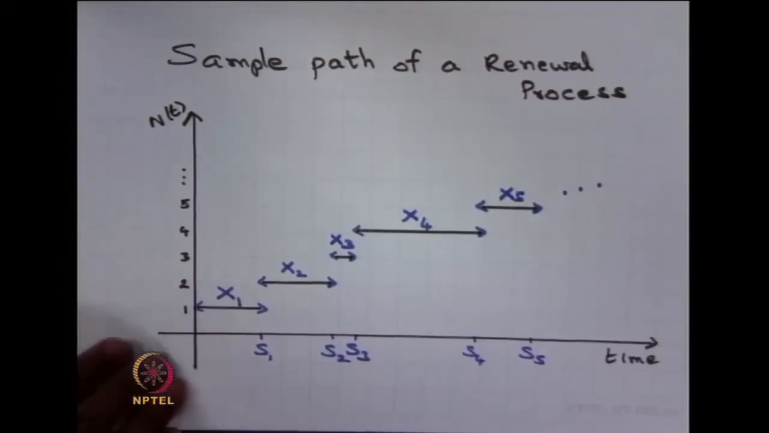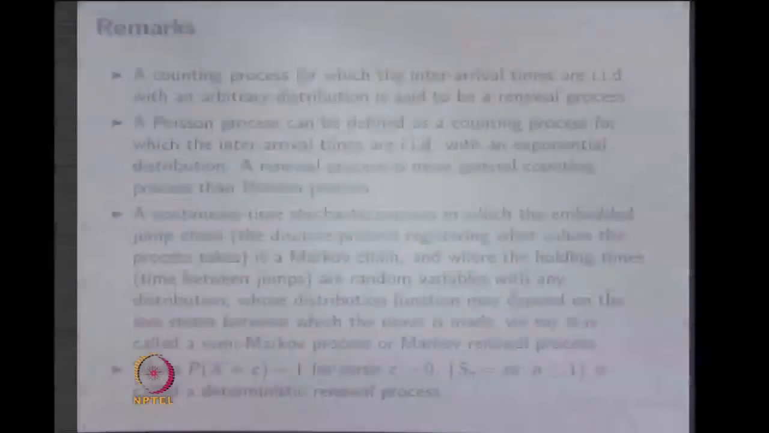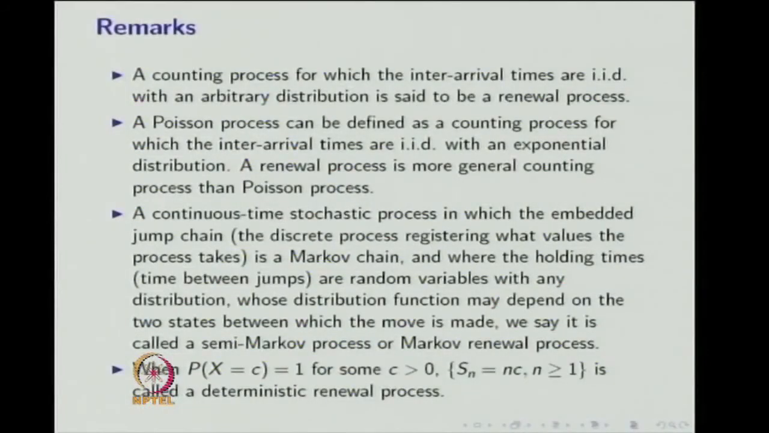Now we are moving into the remarks on the renewal process. The first remark: a counting process for which the inter-arrival times are IID random variables with arbitrary distribution is said to be a renewal process. Whenever you have a counting process in which the inter-arrival times are IID random variables with whatever distribution, it is said to be a renewal process.